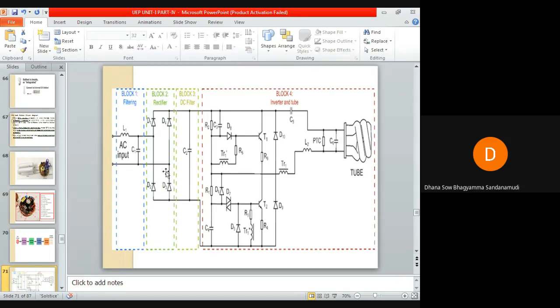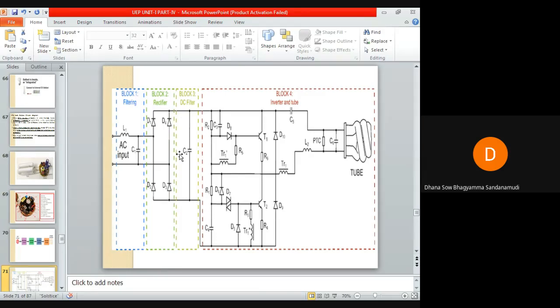Okay, so the purpose of the rectifier circuit is to convert AC to DC, and this polarized capacitor is in block 3. Okay, block 3 is what? DC filter. Block 3 is the DC filter. It consists of a polarized capacitor. It filters out the impurities of the DC that is coming from block 2, that is from the rectifier. So whatever DC is coming from the rectifier is filtered by this polarized capacitor. Okay, that is block 3.